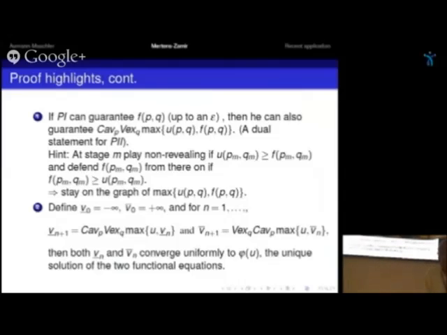No, these are sequences of functions. This is a function of PQ. This is a function of PQ. Take two functions, take the maximum, apply these two operators in this order.